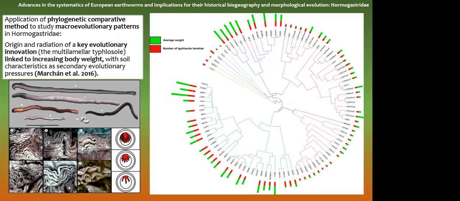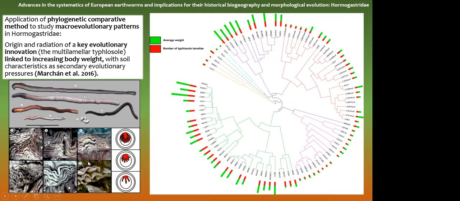Another interesting approach to Hormogastridae was the application of the phylogenetic comparative method, which has been used extensively in vertebrates but rarely in invertebrates, to study macroevolutionary patterns. For example, the origin and radiation of a key evolutionary innovation, which is the multilamellar typhlosole.